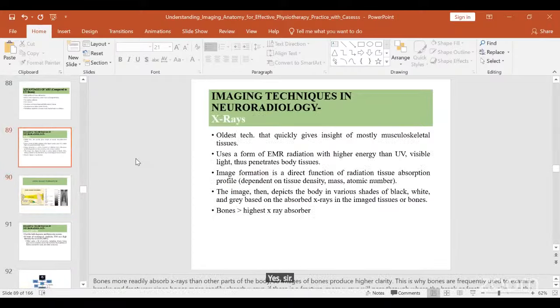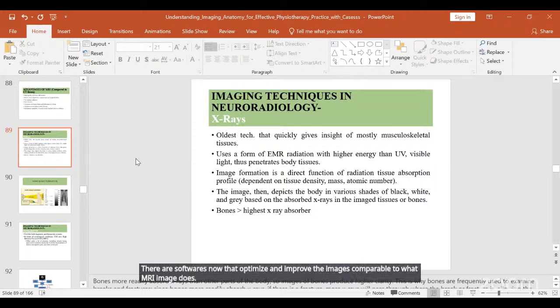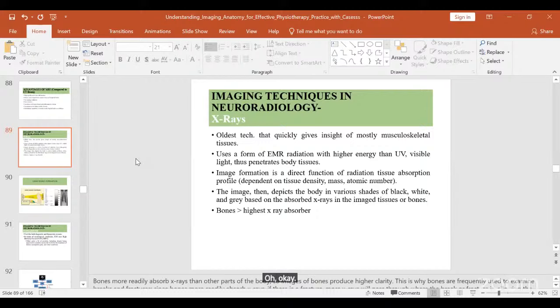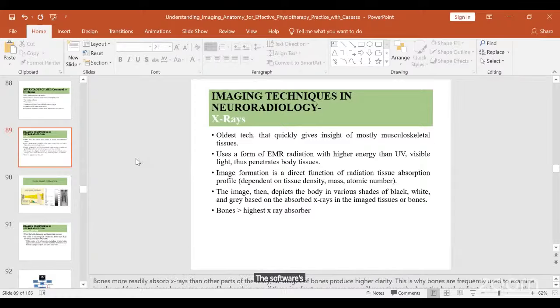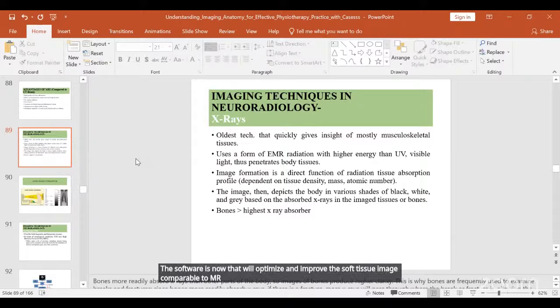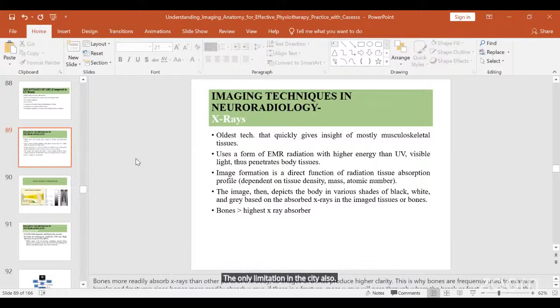So in neuroimaging, X-ray, yes? Yes, sir. For those people you mentioned that have metallic life support implants, what is the recommended imaging for them? CT is recommended. Now there are softwares, though expensive also, that optimize and improve the soft tissue images comparable to what MRI does. We do the CT, and the software improves the image comparable to MRI. The only limitation is that CT also has a high radiation dose, but that's the only thing.